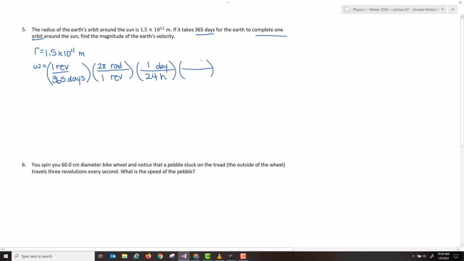Or we can go directly from hours to seconds. In 1 hour, there's 3,600 seconds, 60 times 60. All right, so I can type all of this up on my calculator. I'm going to leave pi in my answer, so I'm not going to put that in. I have 1 revolution times 2 times 1, which doesn't do anything. And now I'm going to divide by the denominator numbers, 365, and also divide by 24, and also divide by 3,600.